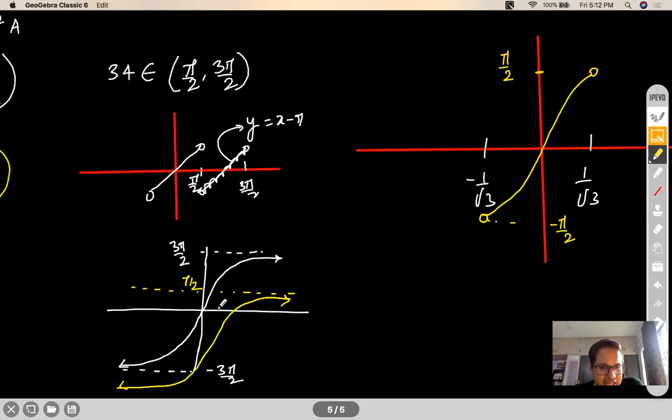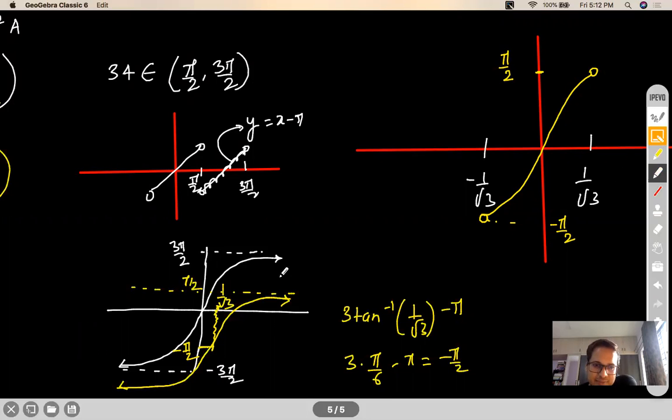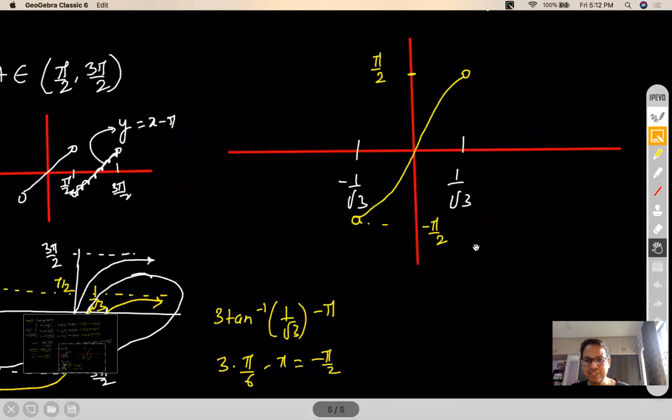Now I have to cut from 1 by root 3. 1 by root 3 will be somewhere over here. Right? How did I know that? Because 3 tan inverse 1 by root 3 minus pi comes out to be 3 into pi by 6 minus pi, which is minus pi by 2. So I should have reached minus pi by 2 by this time. Okay. So this whole part, I'm going to just pick it up and dump it in this particular place. Now, please be careful. It's going to cut past the x-axis this time. So it is going to be like this.